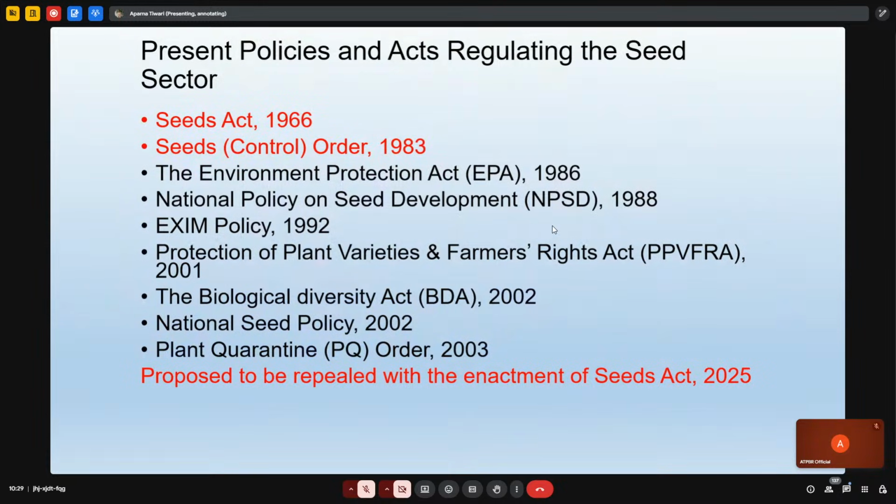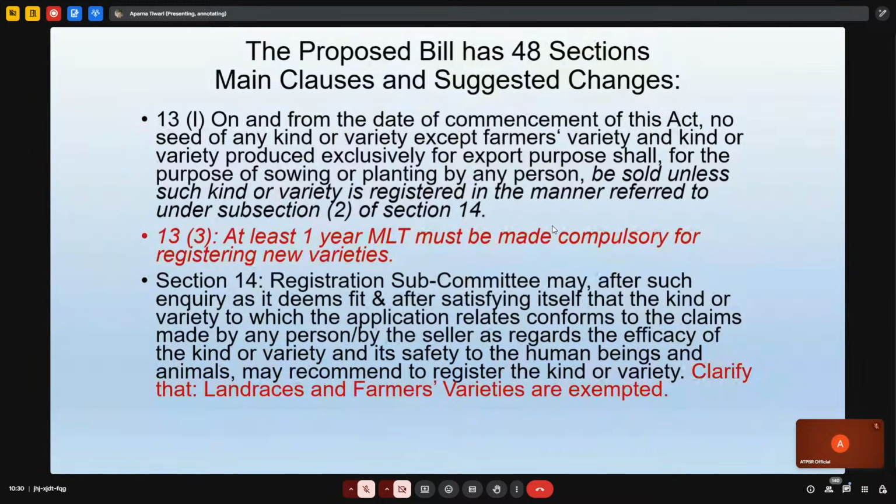Besides the Seeds Act, as we know, there are other policies and acts which also regulate the seed sector, and very important among these is, of course, the PPV&FR Act. As Ram has just said, we also have to see that there is some kind of harmonization or alignment between these two acts. In fact, the whole definition of farmers or farming has been taken just as it is given in the PPV&FR Act. Next one, please.